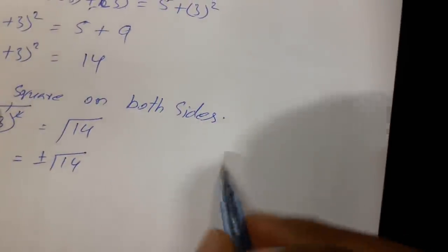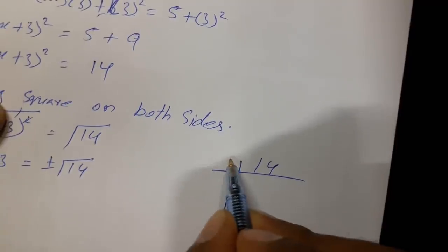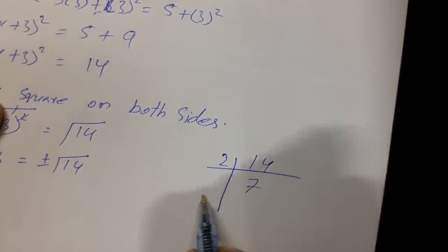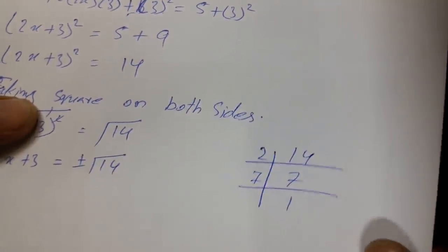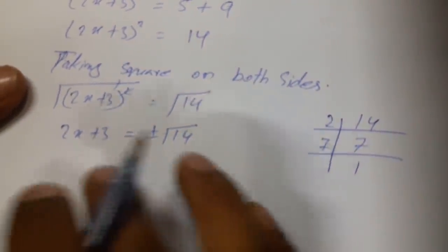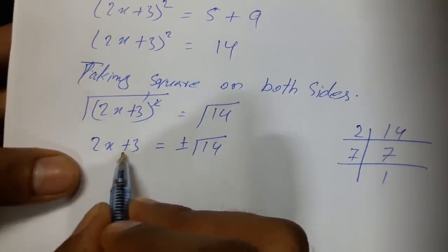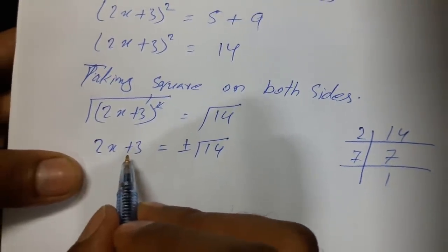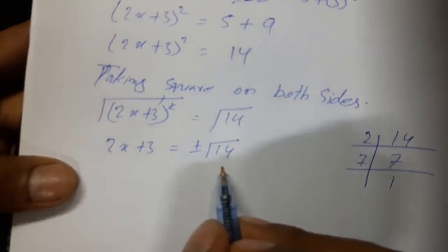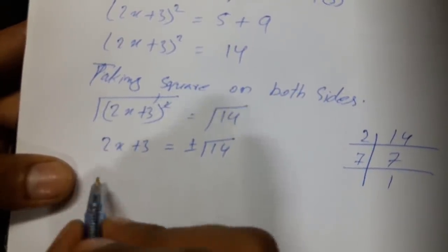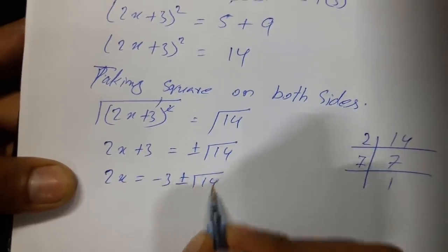Is there any solution for the square root of 14? Let's find out. 14 is only divisible by 2 or 7. So 2 7s are 14, 7 1s are 7. So nothing comes out here; the 14 stays the same as it is. Now 3 is being added here. When 3 is added here, we move it from the left hand side to the right hand side, so the sign changes. So 2x is equal to minus 3 plus minus square root 14.